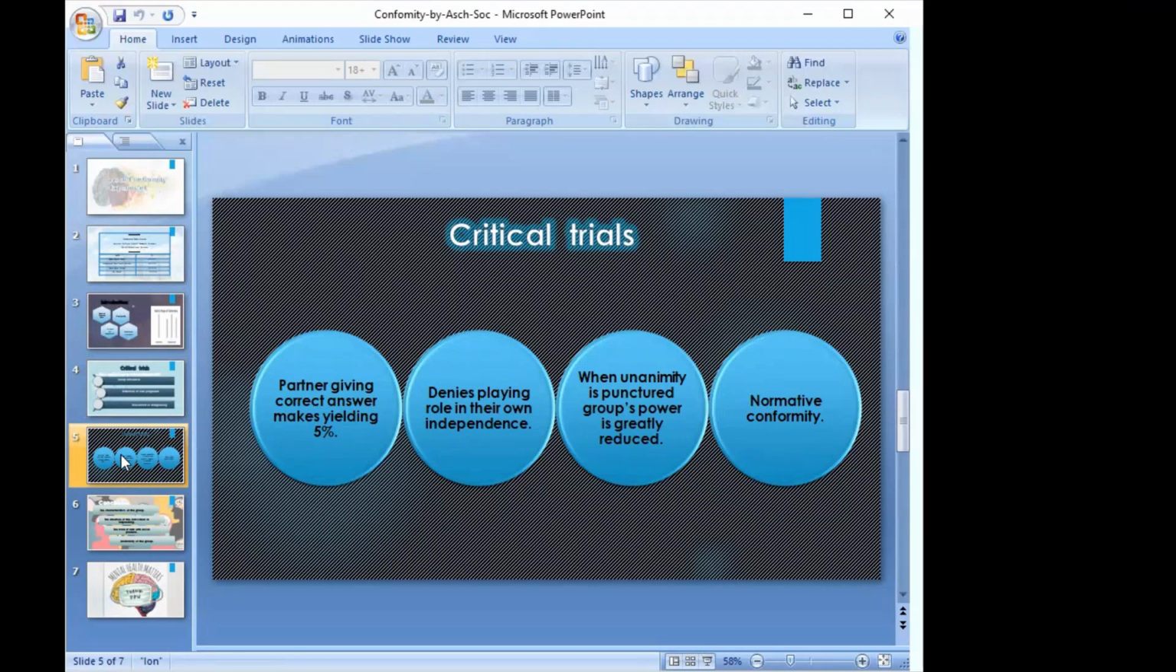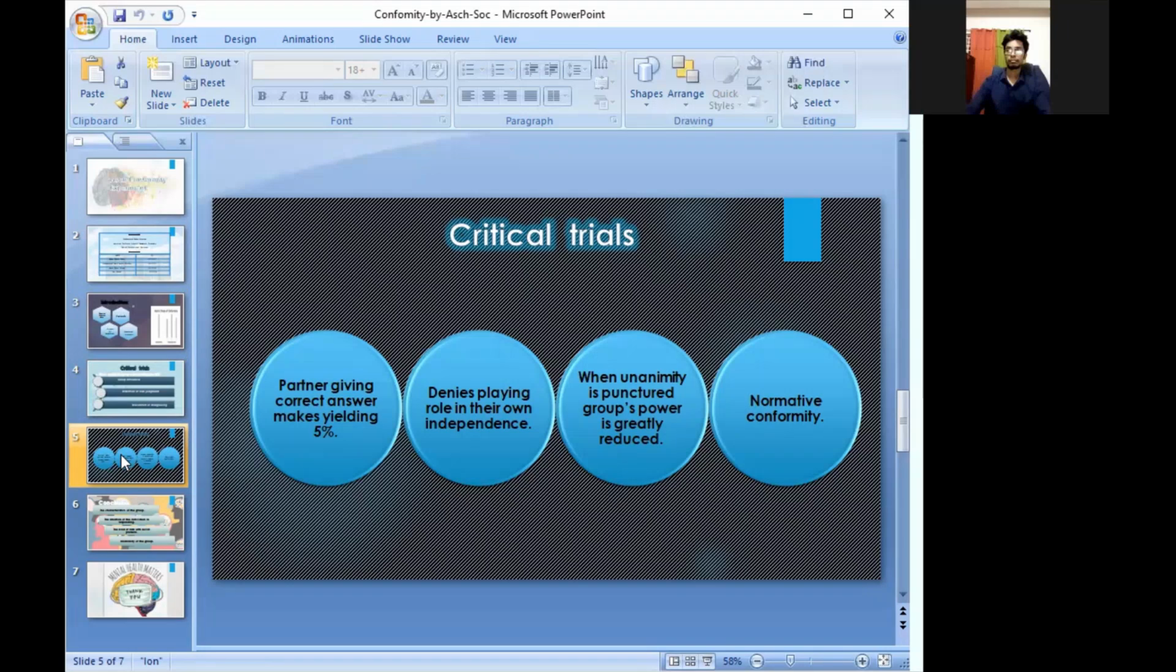I'm going to talk about the second part of the critical trials. If a partner gives the correct response, the yielding drops to only 5% of the critical trials, compared to 37% without a partner. Subjects report a good feeling towards the partner. Partner support is a very strong form of communication, stronger than group support.